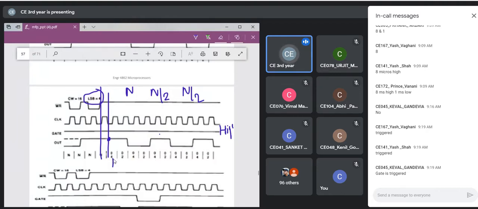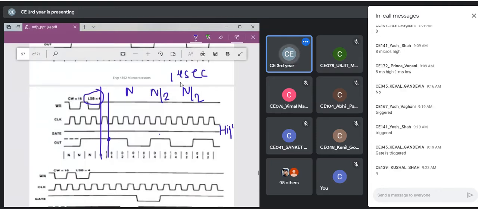What is the period of the square wave? Suppose my clock period is 1 microsecond. Count is 4. What is the period of my square wave? Yes, the period is 4. Why is the period 4? Period considers low and high, both of them. This is the period, right? 4 microseconds, 4 clock cycles will be the period, right?